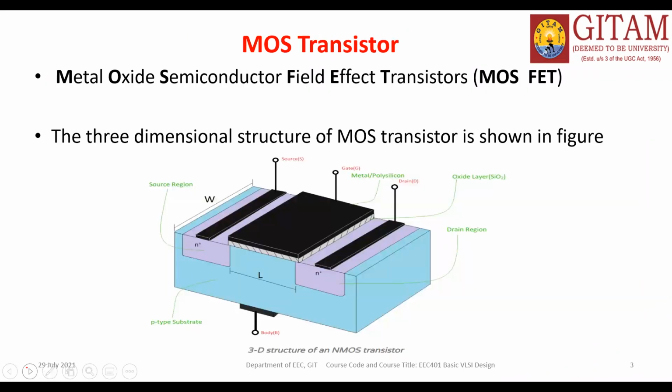In the last class we saw that this is the construction of the MOS transistor, a three-dimensional view. It has a source, this is the source region, and this is the drain region. Why the source and drain are included, and why it is necessary to provide all these things, we have seen in the last class. Very important is the gate oxide. The white color hash lines are called the gate oxide.